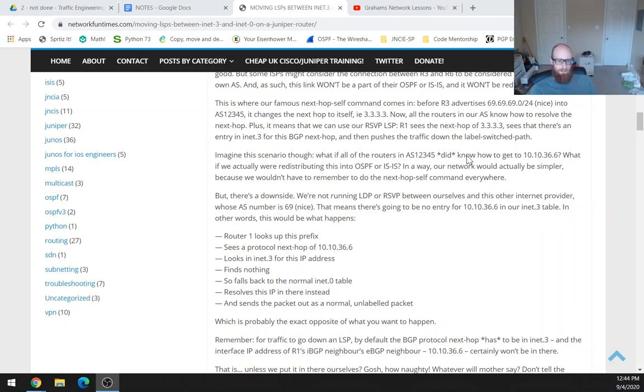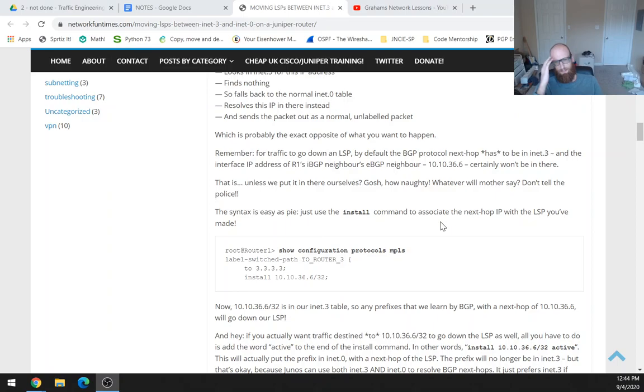Router 1 looks up this prefix, sees a protocol next hop of 10.10.36.6, looks in inet.3 for this IP address, finds nothing, so falls back to the normal inet.0 table, resolves this IP in there instead, and sends the packet out as a normal unlabeled packet. This is probably the exact opposite of what you want to happen.